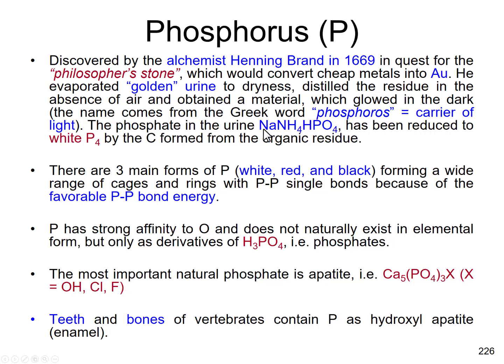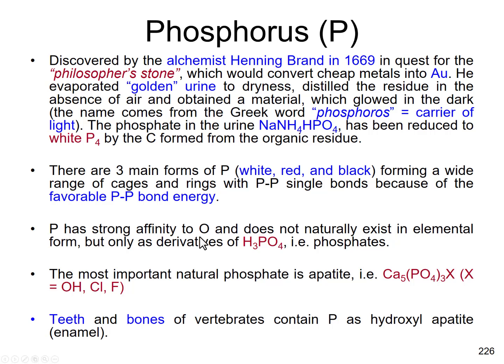The phosphate in the urine, which has this particular formula, has been reduced to white phosphorus by carbon, which is also formed from the organic residue present in urine. There are overall three main forms of phosphorus, which are the white, red, and black phosphorus, forming a wide range of cages and rings with P-P single bonds because of the favorable P-P single bond energy.